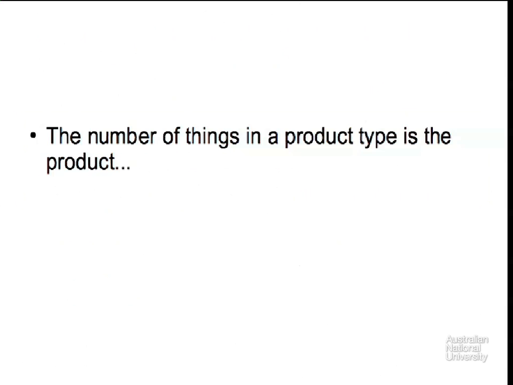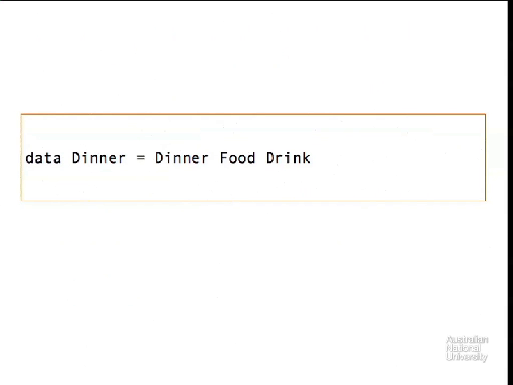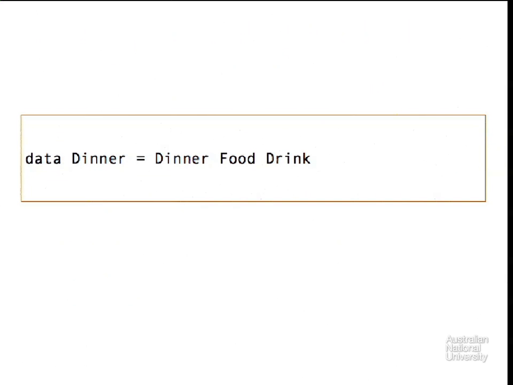So the number of things we have, this is a product type, we remember, right? And the number of things we can have for dinner is the product of the number of things we have as a food and the number of things we have as a drink. So these are all product types. They're like products in mathematics, even though they're products in computer science.